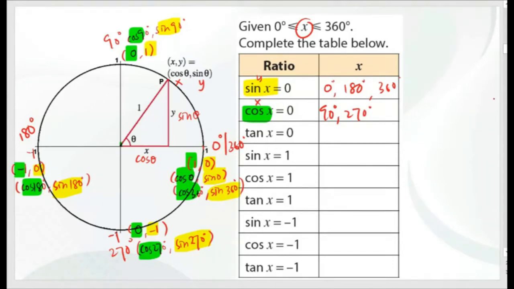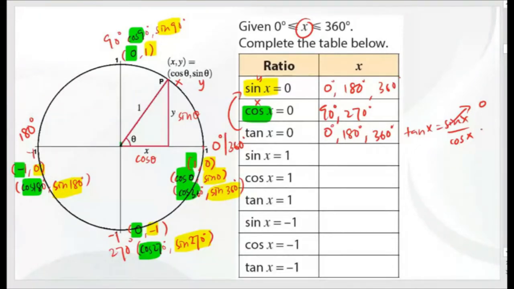Then how about tangent x equals 0? What is the value for tangent x equals 0? Tangent x equals sine x over cos x, right? So tangent will be 0 when sine equals 0, because 0 divided by anything becomes 0. So this one is the same as sine x equals 0. So for tangent x equals 0, the angle will be 0, 180, and 360. Follow the y.